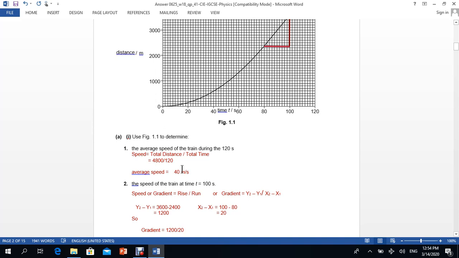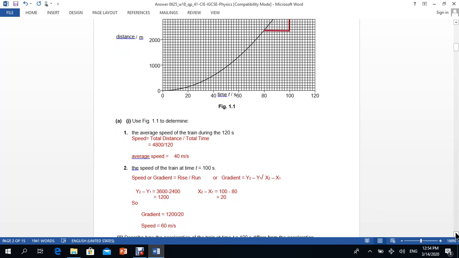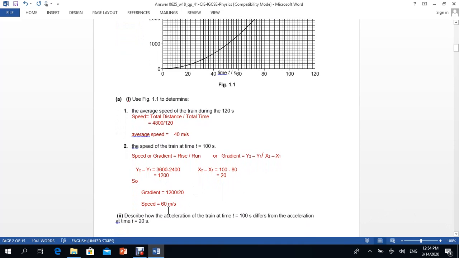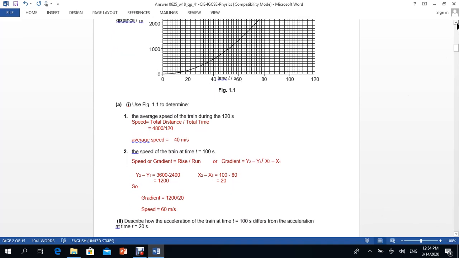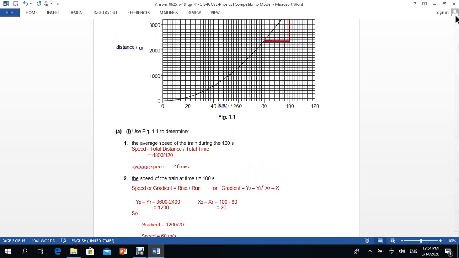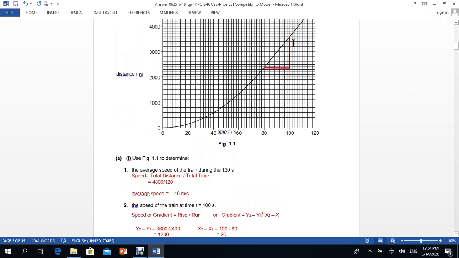There can be a slight difference in the answer, and in the marking scheme they have already given you a slight margin. So if you solve like that, y2 minus y1 equals 1200 and x2 minus x1 is almost 20. So the gradient will be 60 meters per second. If you see this triangle, it will help you to understand the question.